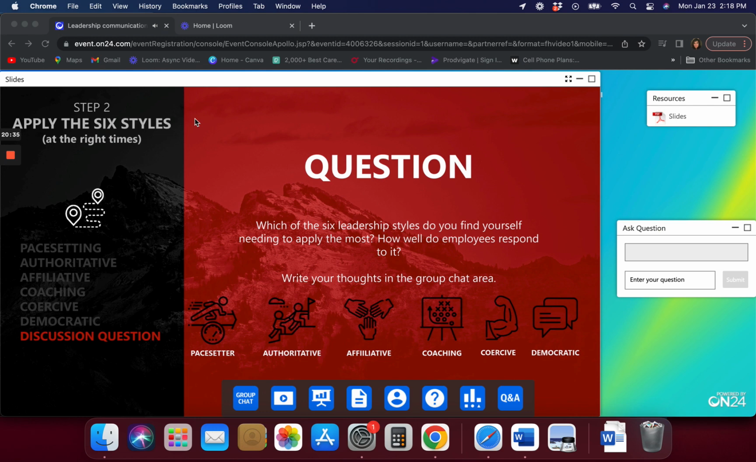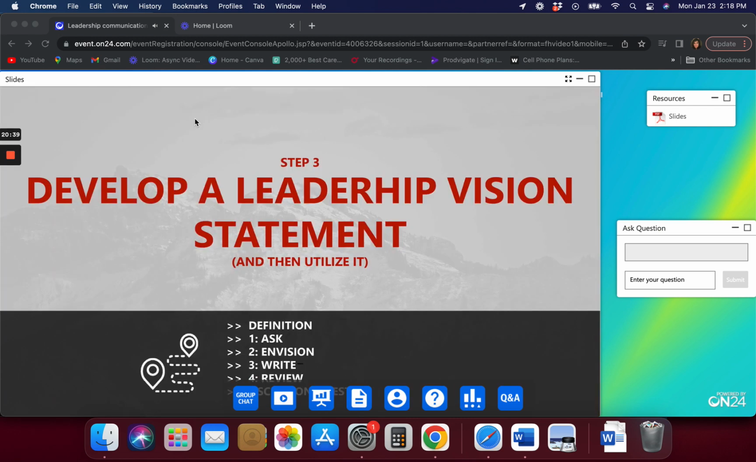So now step 3, we're going to talk about a leadership vision statement. Thanks for all your comments and questions. I love these. These are great questions. We're going to move into this vision statement, and then we're going to pull these all into scenarios at the end. You'll see how this all works together to be a better communicator as a leader here at the end.